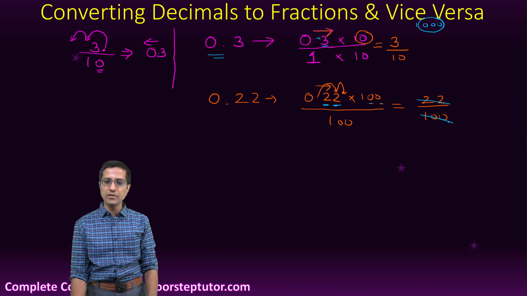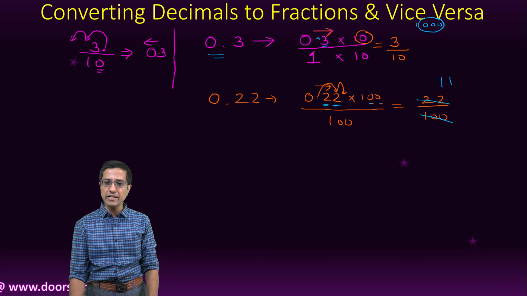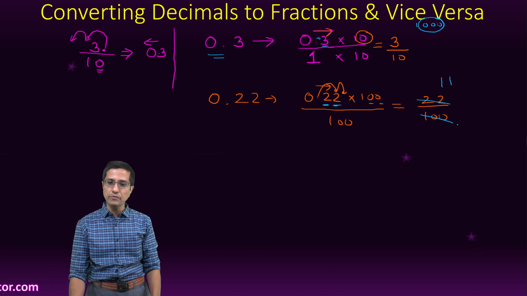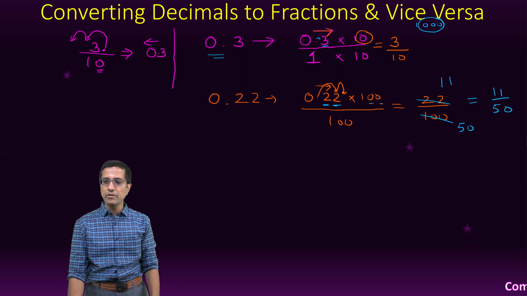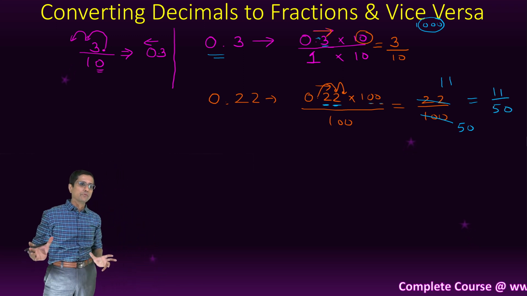Our work does not really end here, but we have to simplify this further. So both of these can be divided by 2, which means that we'll divide both of them by 2. So this becomes 11 by 50. Okay, so now we try to go the other way around.